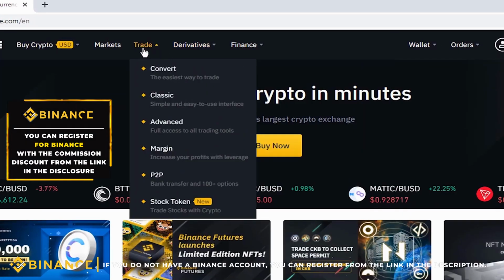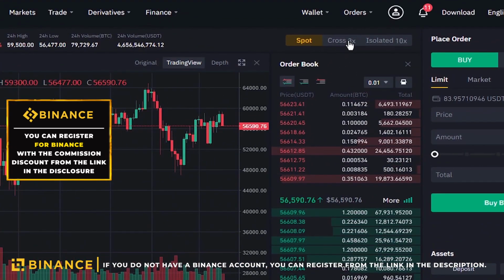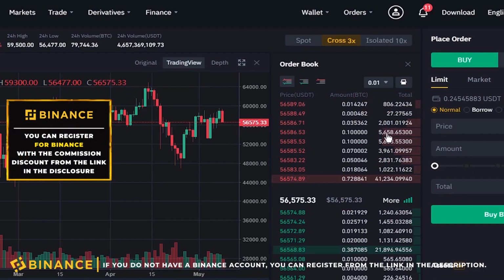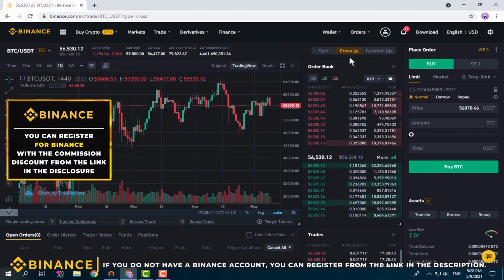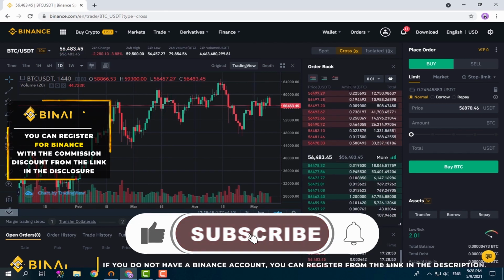Here in the menu bar, in the trade submenu, you can access margin trading, or you can go to Binance Exchange. And here, by clicking Cross 3x or Isolated 10x, you can access margin trading, which is actually part of the exchange, as you can see. Before explaining the difference between cross and isolated, first let's see what margin trading is and how it generally works.